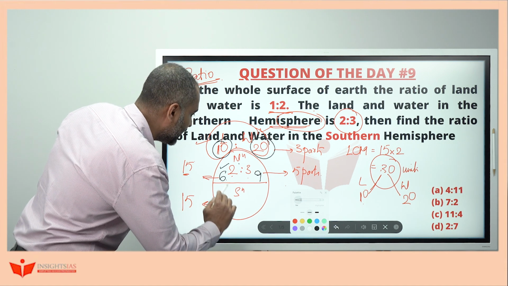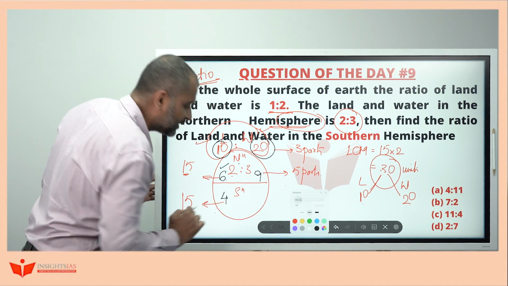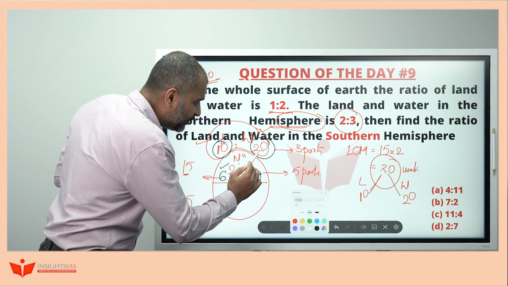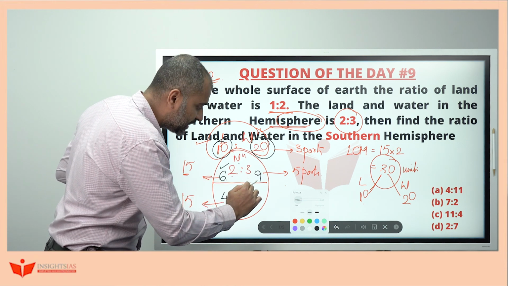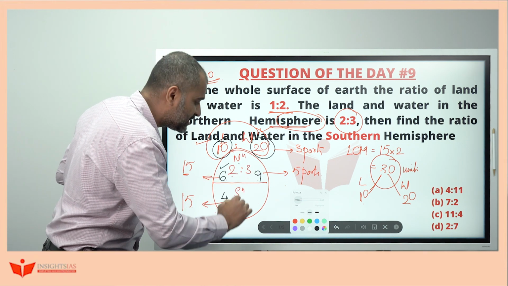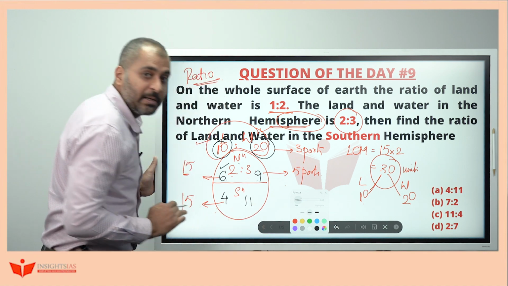So, in the southern hemisphere, how much it will be? 4 parts, isn't it? And 20 parts of overall water is there, in which 9 parts is present in northern hemisphere, means in the southern hemisphere it has to be 11 parts.